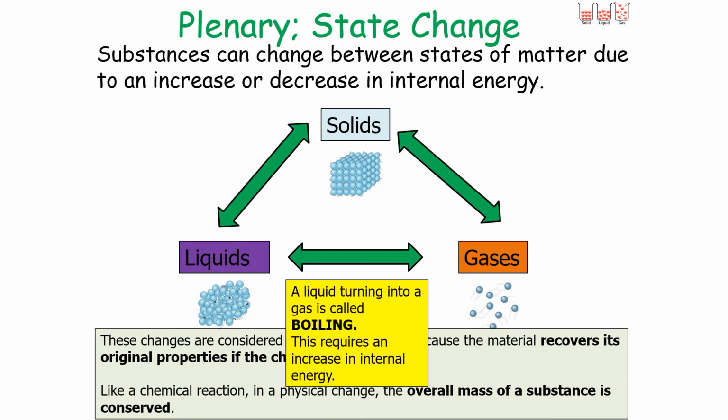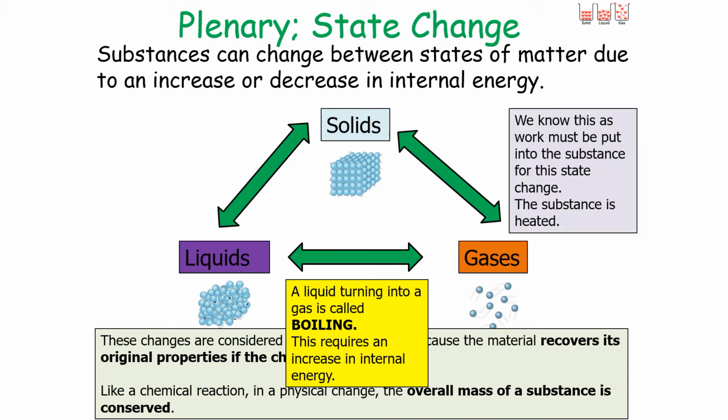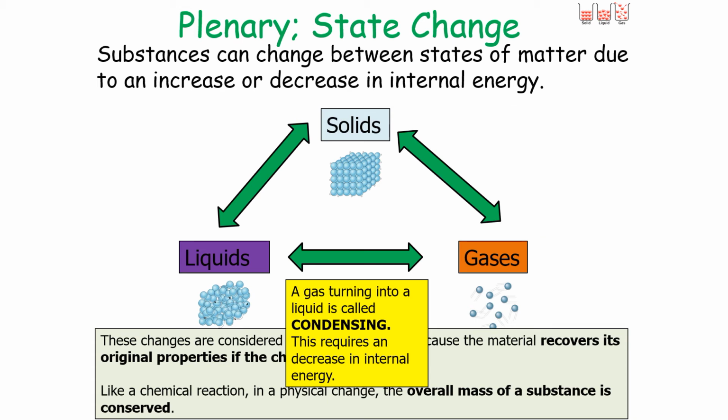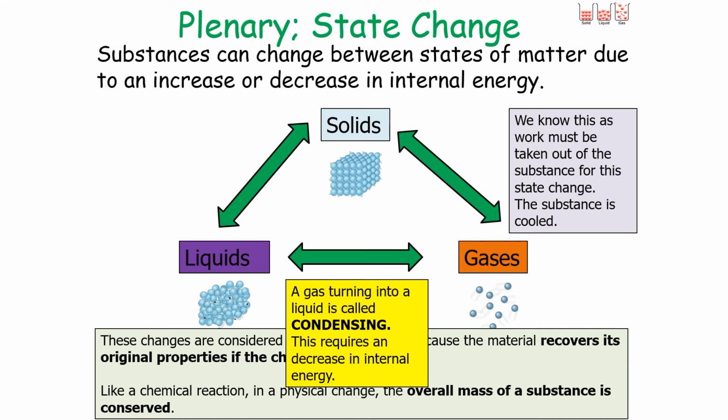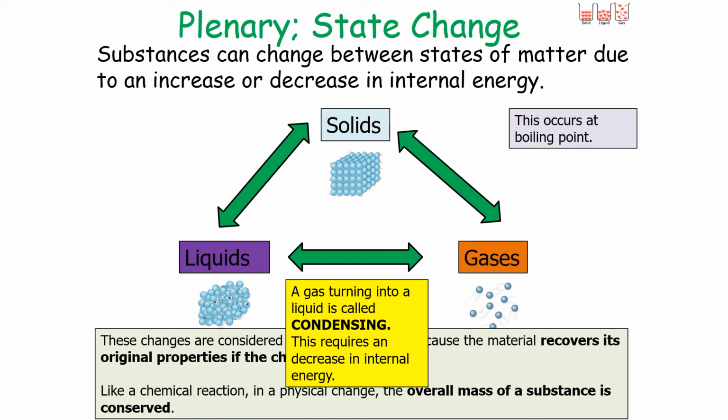Now a liquid turning into a gas is called boiling, which requires an increase in internal energy. We know this because work must be put into the substance for the state change. The substance is being heated, which occurs at the boiling point. A gas turning into a liquid is called condensing, which again requires a decrease in internal energy. We know this because work must be taken out of the substance for this state change. The substance is cooled, and this occurs at the boiling point as well.